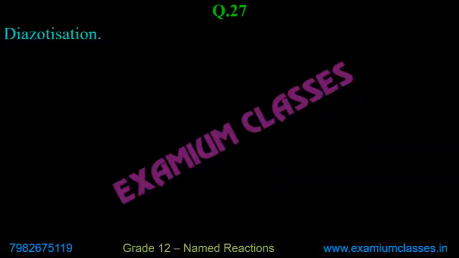Next, diazotization. Diazotization is a simple reaction where you have primary aromatic amines and you react them with nitrous acid, which is produced in situ. That is NaNO2 and HCl. And a diazo group is introduced. So this is very simple, but I am writing that it is effective only for primary aromatic amines.